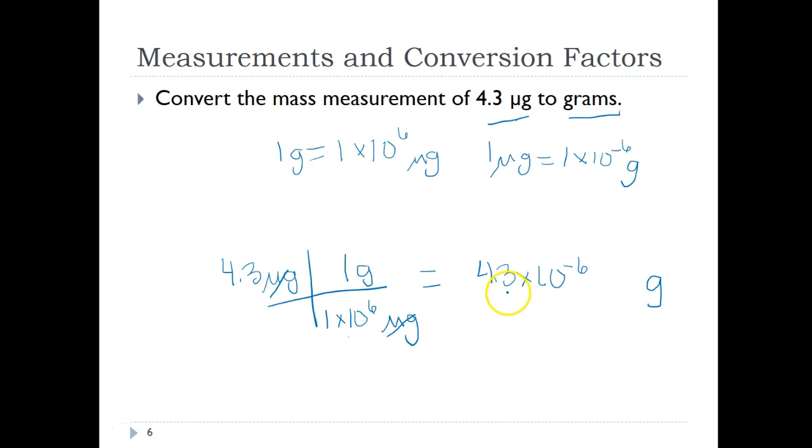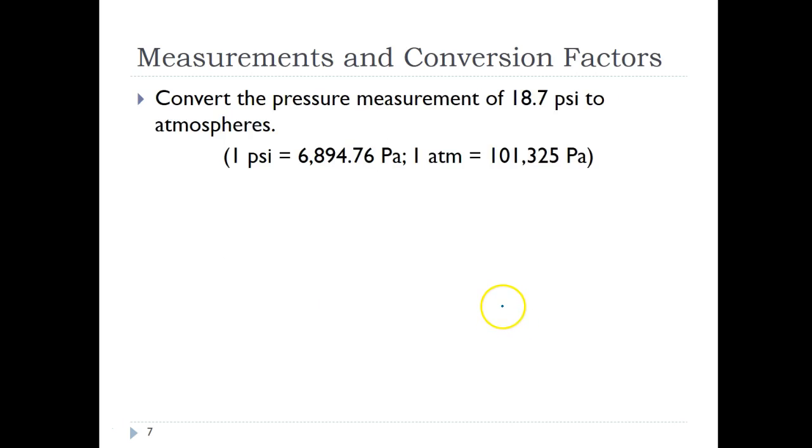When you do this in your calculator, this is an exact number. There are no other digits. But on the next one, I'll show you an example of how I'd like you to keep track of the digits that are not significant. So this one, we're doing a pressure conversion from 18.7 psi, which is pounds per square inch, to atmospheres.